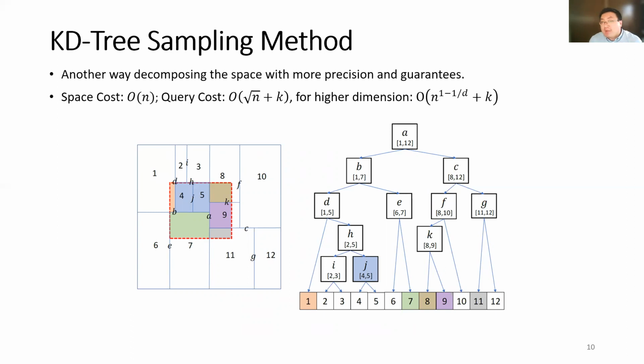So for higher dimensions, if we have d-dimensional data using a KD tree, we can achieve n to the 1 minus 1 over d plus k query cost in our framework. With our example, we can see we have a query range here, and we have a KD tree on top of it. Right now we have ranges 1, j, which is from 4 to 5, 7, 8, and 9. It's actually the result of decomposition of our query region. Then we just need to pick one of those 4, and then roll another random dice within the region that we picked, and report the outcome as the final sample.